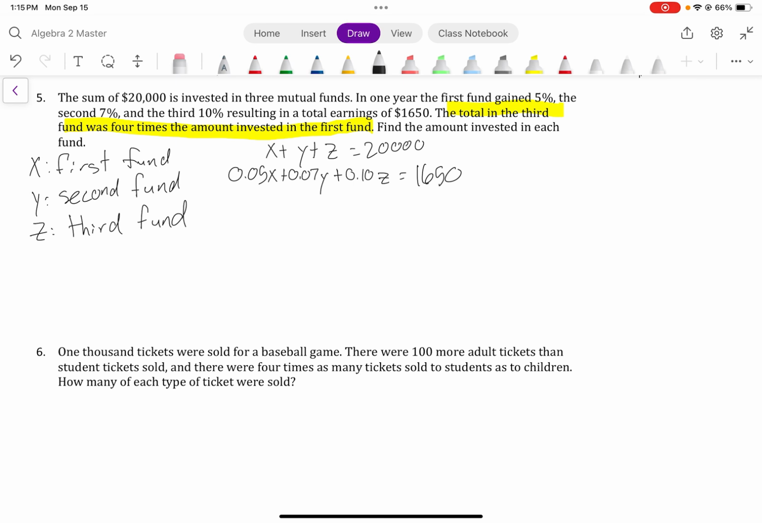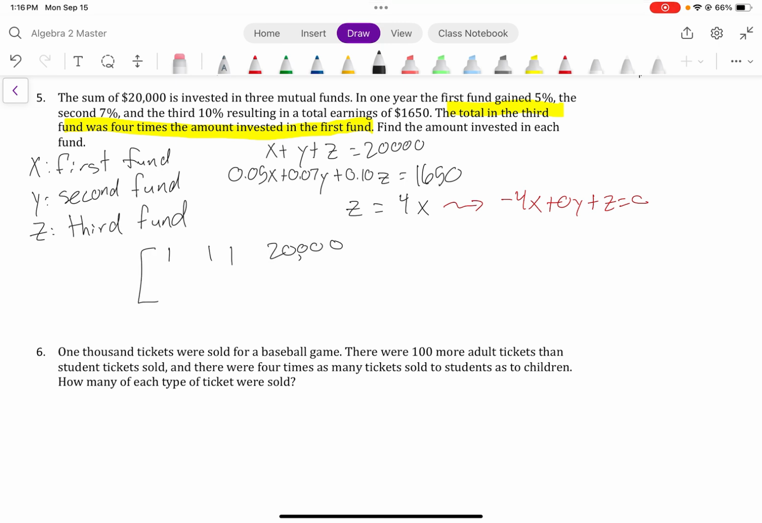The total in the third fund was, or is, that means I'm going to have a Z equals 4 times what's in the first, so that's a 4x. Now I'm going to rewrite this as negative 4x plus 0y plus z equals 0. The reason I'm going to do that is so I can make my augmented matrix.